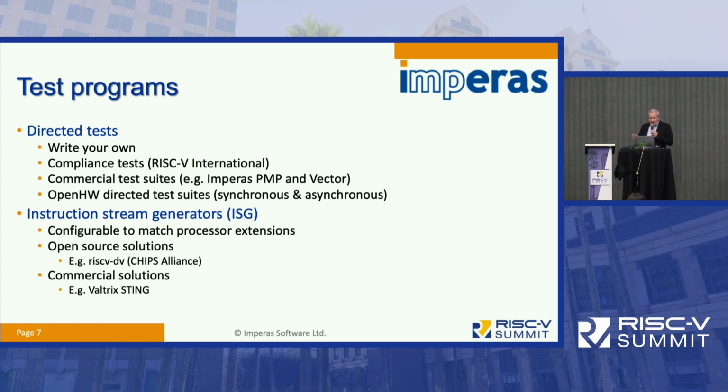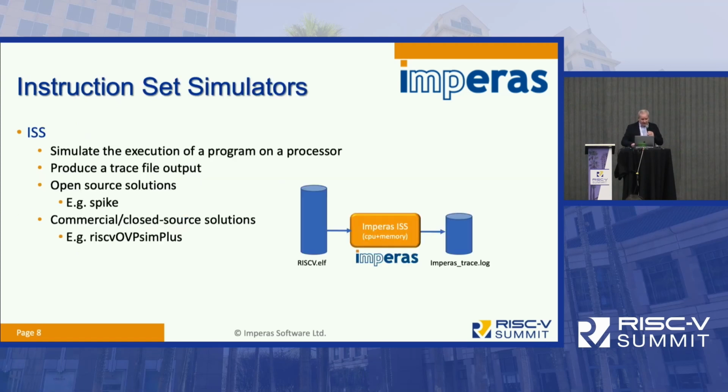On the instruction stream generator flow, what you really have there is the ability to configure a generator in order to target specific areas of functionality in your design. And what they will do is they will try to tease out certain aspects of the core, in addition to doing things like trying to exercise hazards, so read after write, write after write, that kind of thing. And there are open source solutions such as RISC-V DV, which I'm a little bit familiar with because I've used it as part of the Core 5 Verif implementation. But there are also commercial solutions as well, such as Valtrix Sting.